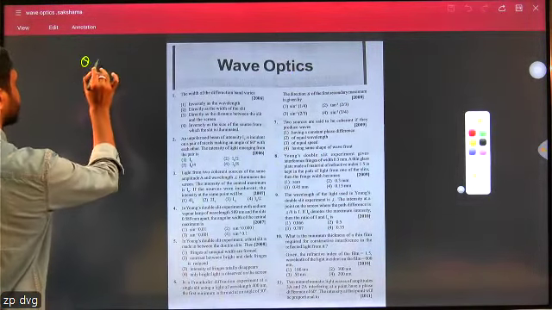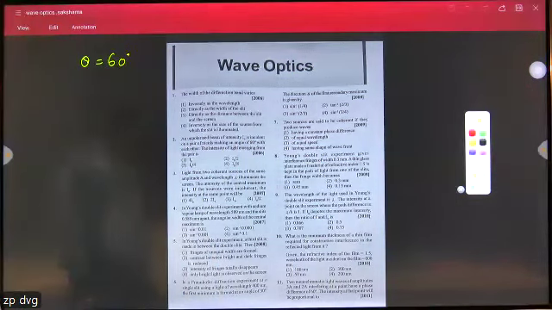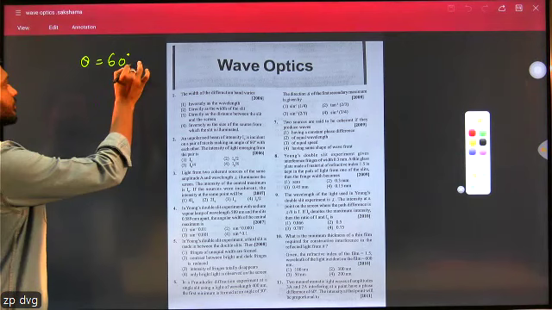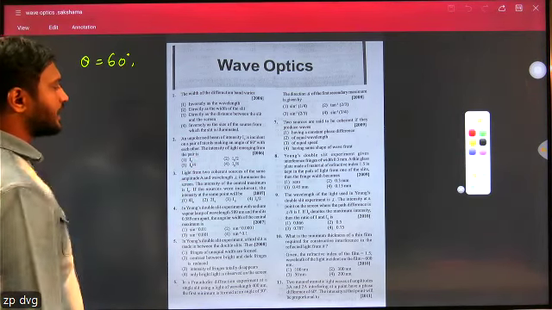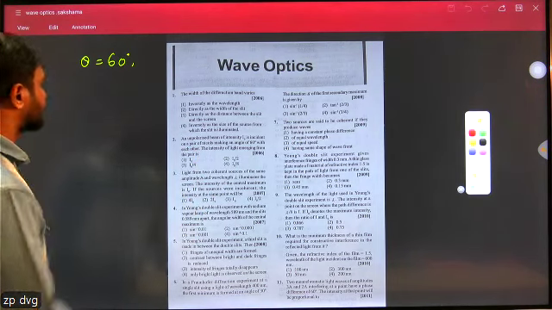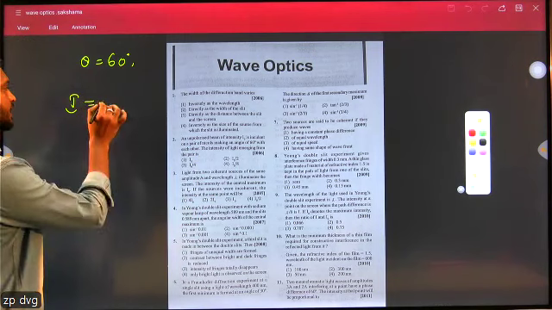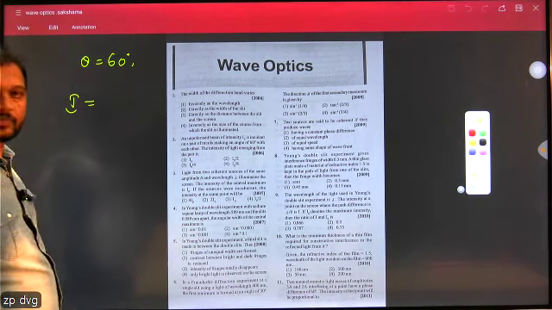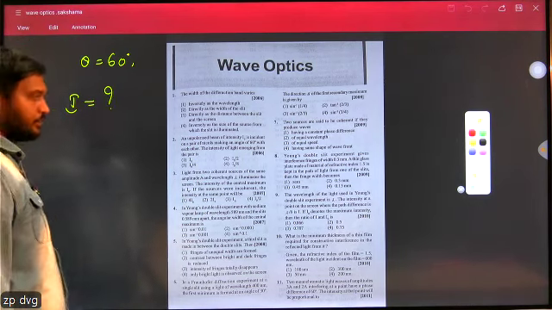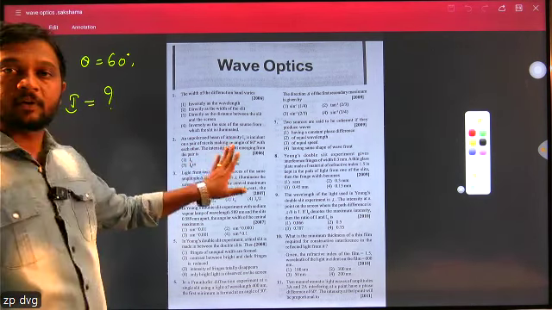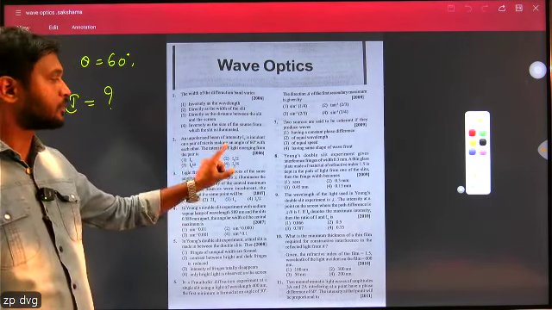Theta is 60 degree. So now, we have to calculate the intensity of the light emerging from the pair. An unpolarized beam of intensity I naught is incident on a pair of Nicols.